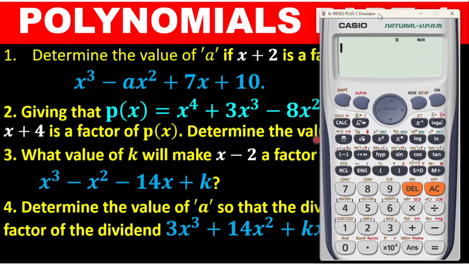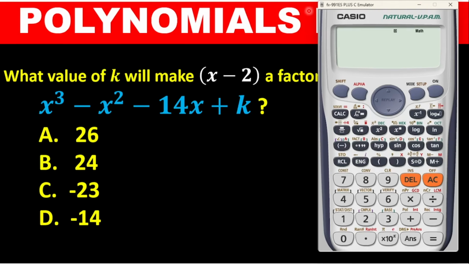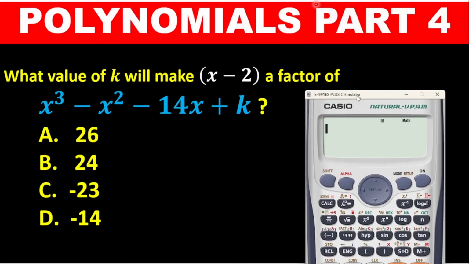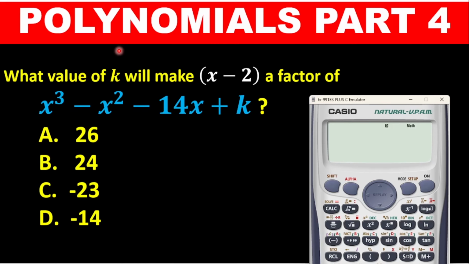If you are ready, let's use the calculator to solve. So now we want to solve the first question using the calculator. The question says, what value of k will make x minus 2 a factor of x cubed minus x squared minus 14x plus k? So we have the possible answers here. Now we should be able to use the calculator to solve this. So how do we go about it?